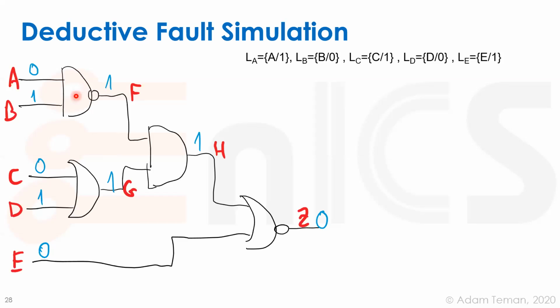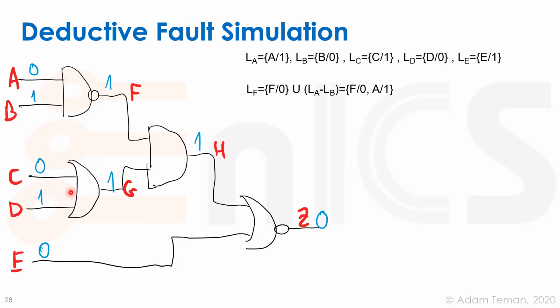Okay, then let's look at this NAND gate over here. When will it change? It will only change if A goes to 1, but B doesn't change. So LF, the fault list at F, is F stuck at 0, and LA minus LB. Of course, LB doesn't exist in LA, so it just is A stuck at 1. So F, with this vector, it finds F stuck at 0 and A stuck at 1.